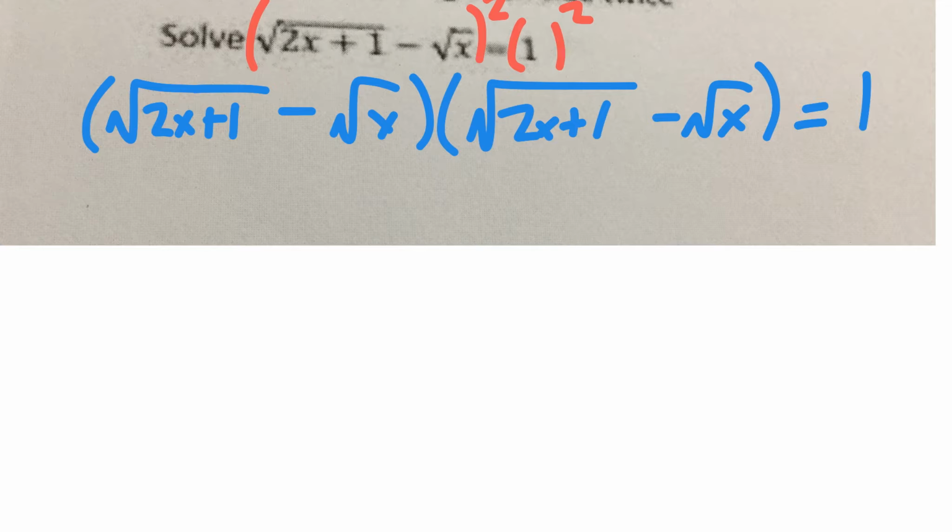Thank you for making the right side easy. Now we distribute the square root of 2x plus 1 times the square root of 2x plus 1. What does that multiply to be?